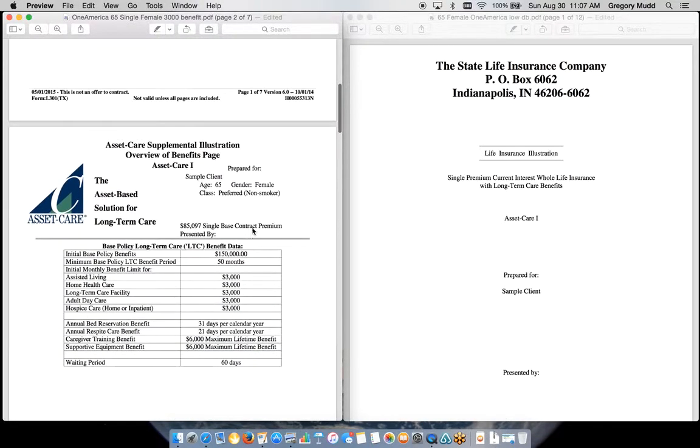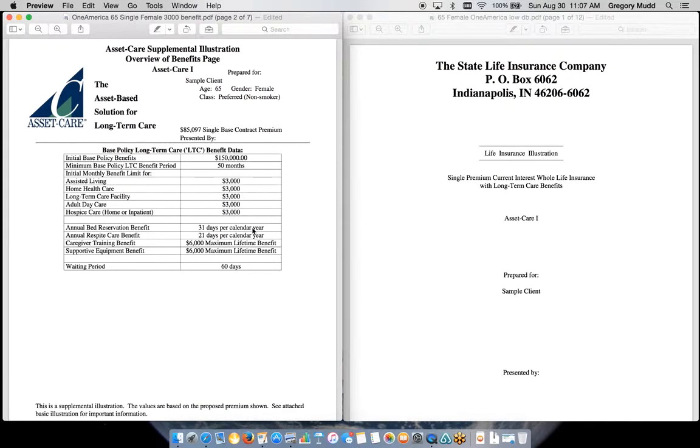First page is the cover page. The second page gives us our overview of benefits. If we look up here, we see an $85,097 single premium, which buys $150,000 of death benefits and gives us 50 months of $3,000 a month for facility care and home care. We have a waiting period of 60 days. That is 60 days for either facility care or home care.